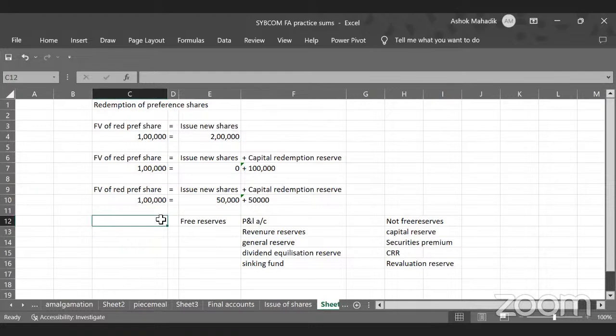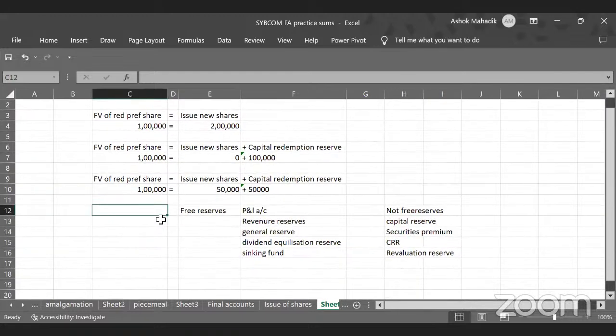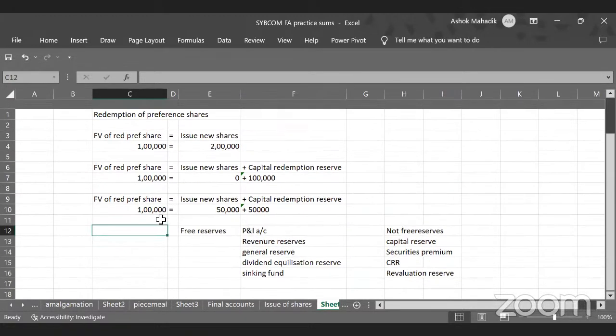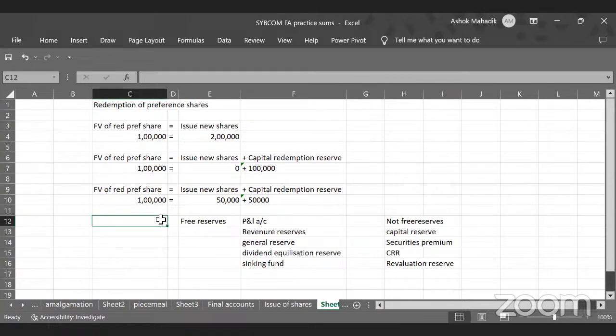One more small part I would like to show you. As I told you, in case of issue of shares, we saw that a share can be issued at par, at premium, or at discount. Same way, in case of preference shares, we can redeem preference shares at par or at a premium. Definitely no one will agree to redemption of preference shares at a discount.